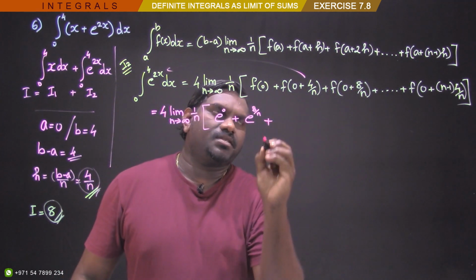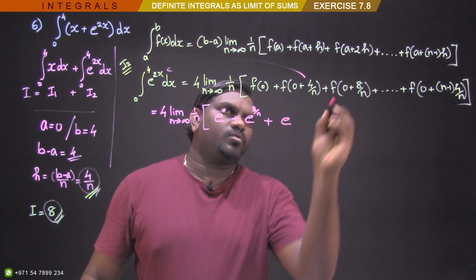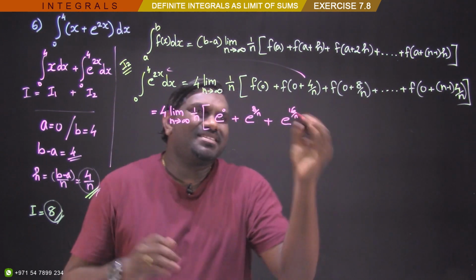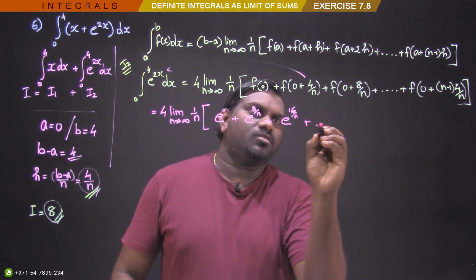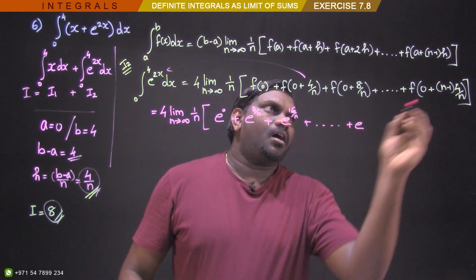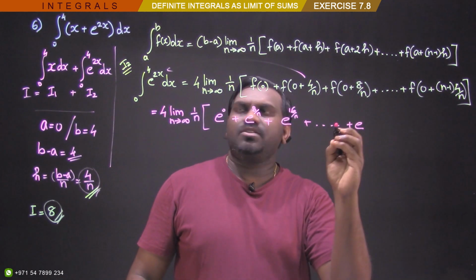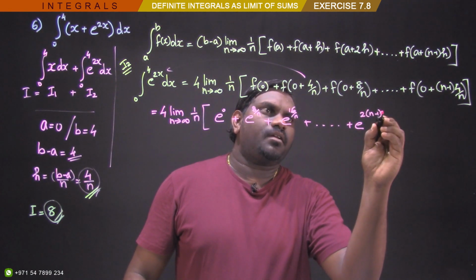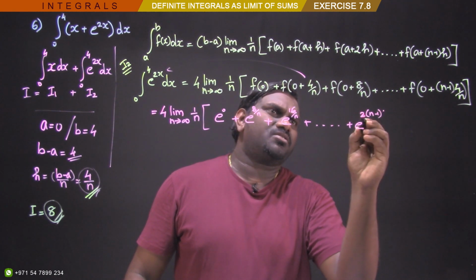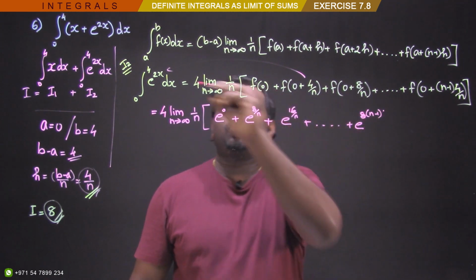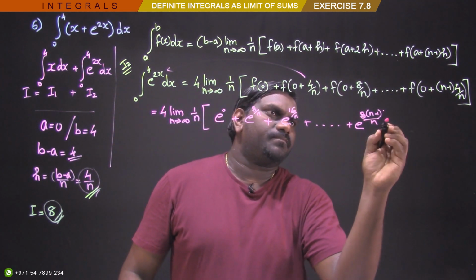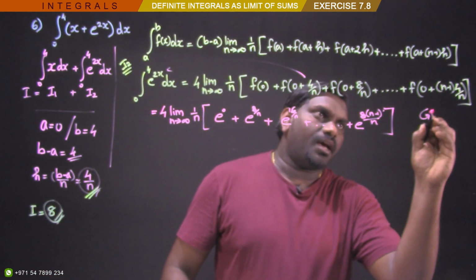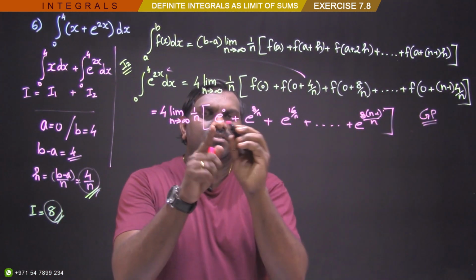Plus the next term is e raised to 8 into 2, which is 16 by n. You can see it's a multiple, and as it goes on, the last term will be e raised to 2 into n minus 1 into 4 by n, that is 8 into (n minus 1) by n. Now it's again in GP, as we have told you.